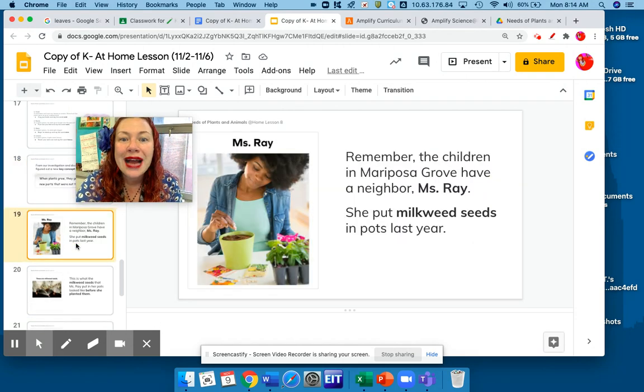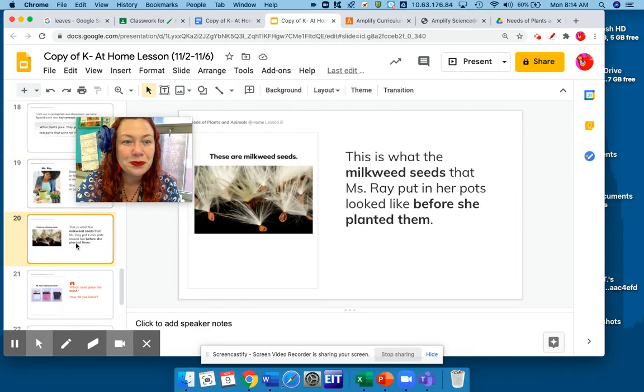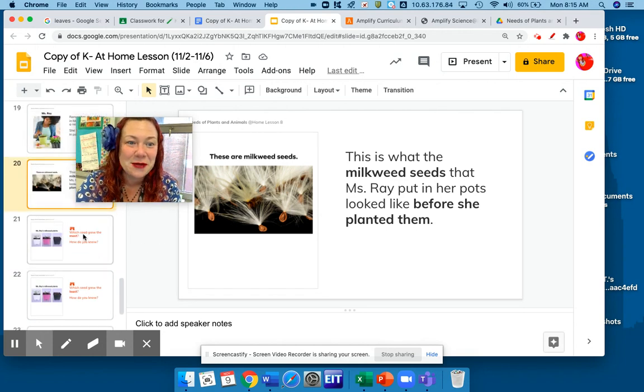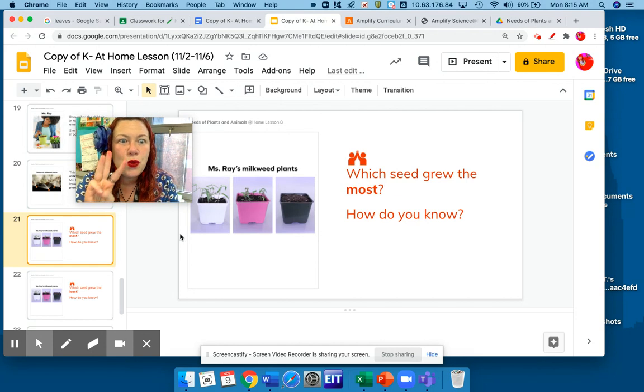Well, let's go back to Miss Ray and think about what might have happened to Miss Ray's milkweed seeds that she planted. Remember that milkweed seeds are very fluffy. And this is what they looked like before she planted them. Miss Ray has 3 pots. I want you to observe with me. Which seed grew the most?